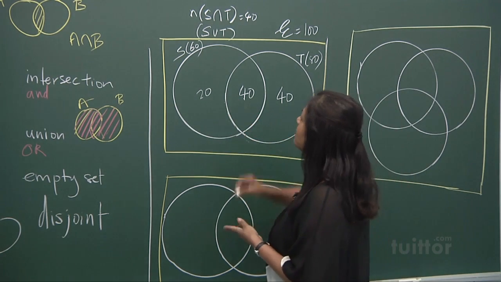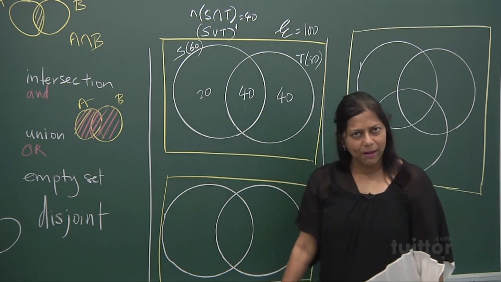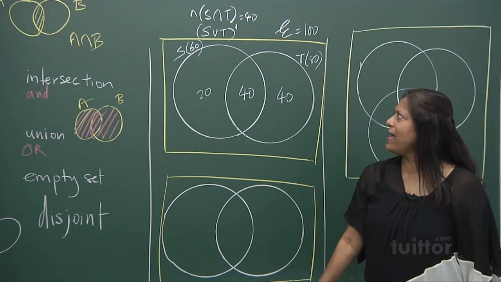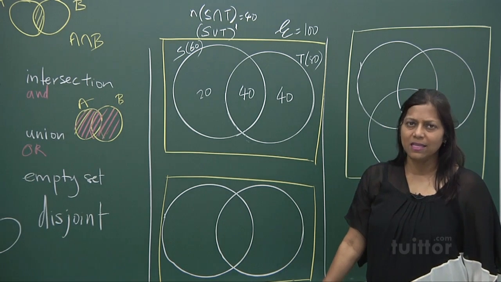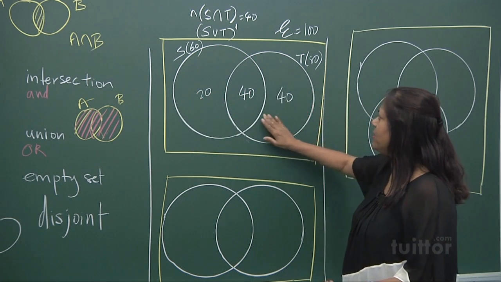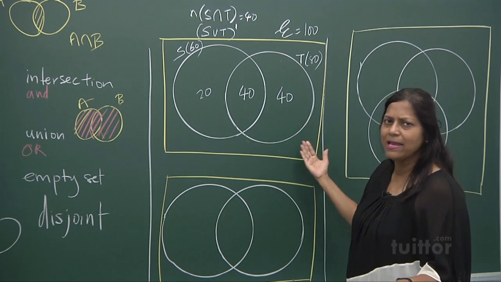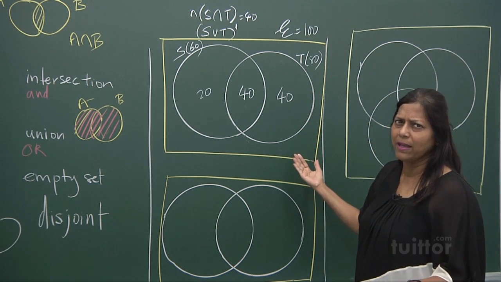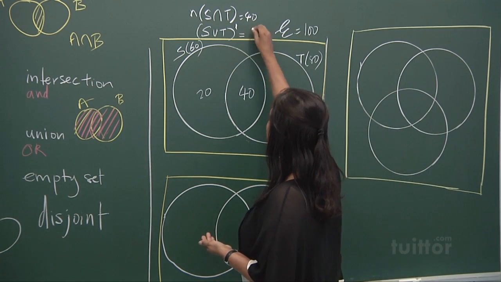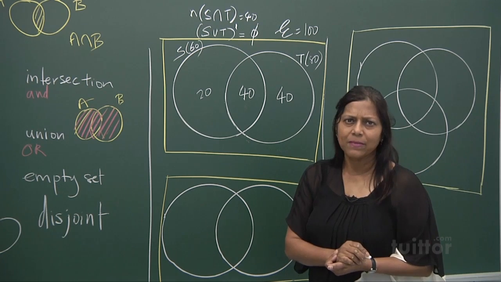But when I put a stroke like that, it means complement. Complement means outside of S union T. So S union T is this whole region. Complement is outside. And is there anybody there? Nobody. Nobody in that set. So it's an empty set. It's an empty set. Nobody.